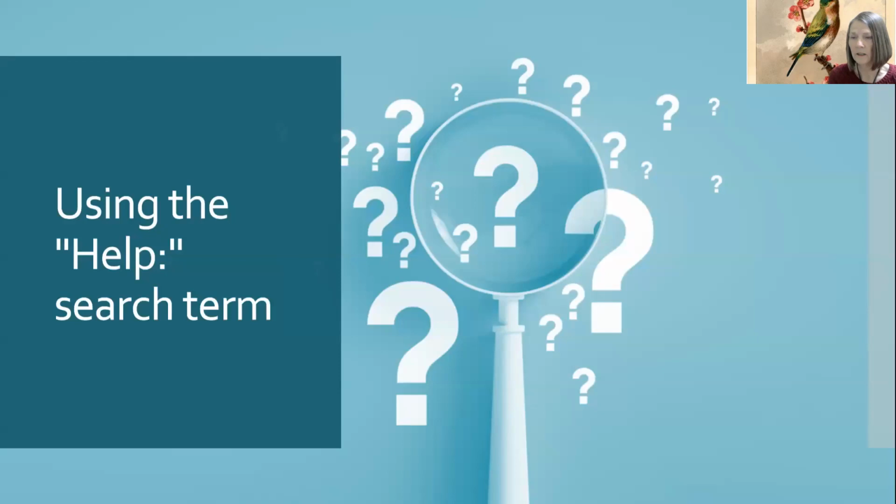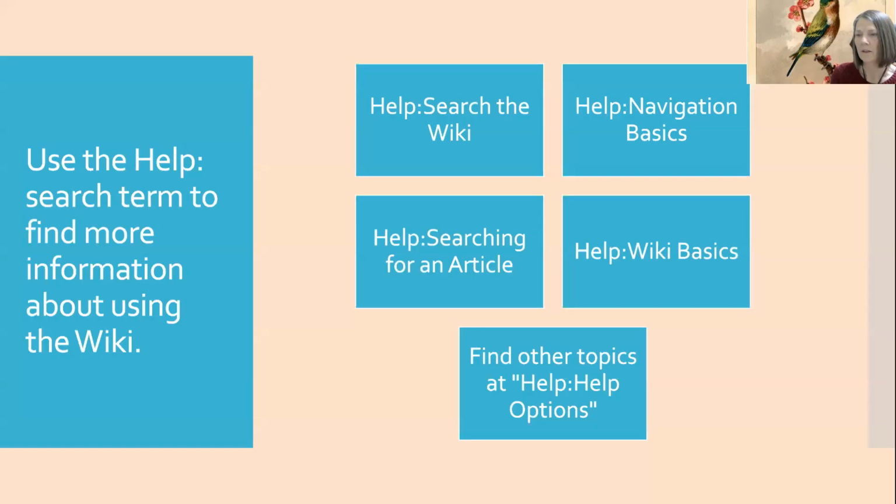Okay, this one is the help. No, I put search, but it's the filter term. Help filter term. So this is actually helpful if you want to learn a little bit more about how to use the wiki. So you can search help, search the wiki, help navigation basics, help searching for an article, help wiki basics. And there are also other topics that help options. So those are the more general ones, these five that I would suggest using if you want to learn more about the wiki itself.